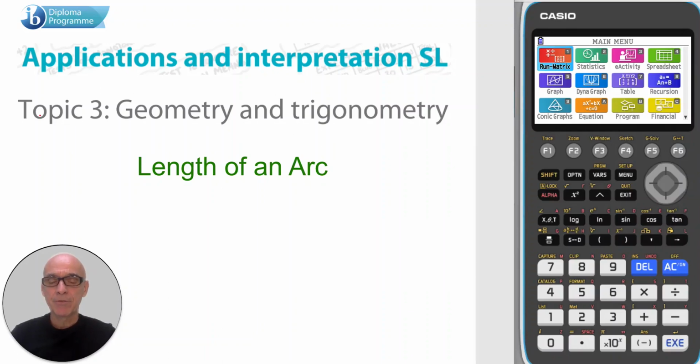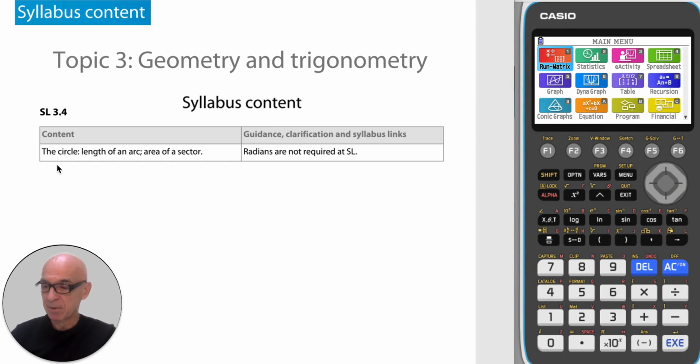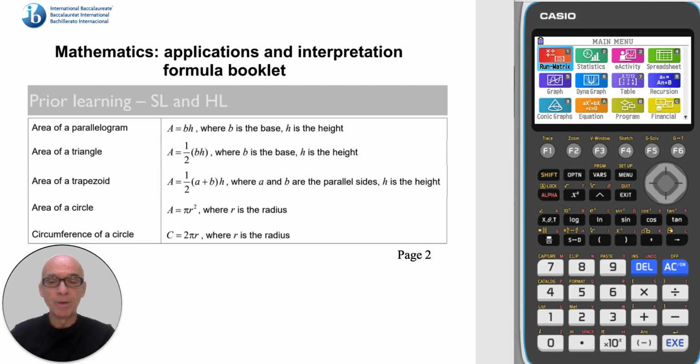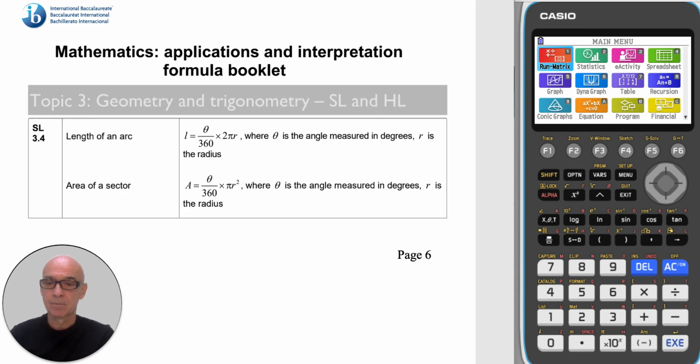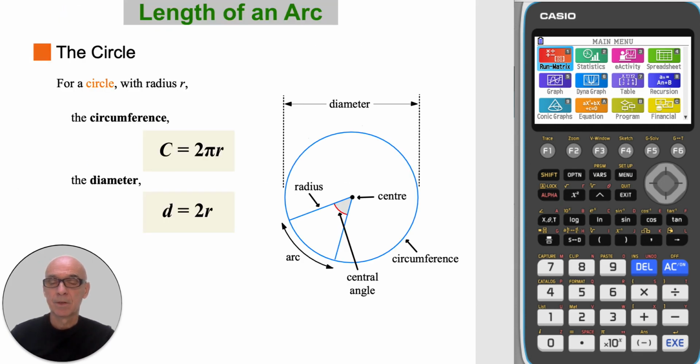Hello, this video is on the length of an arc, as shown here in the syllabus. The formula for the circumference of a circle is given on page 2 of your formula booklet, and the formula for the length of an arc is given on page 6. You should already be familiar with the terms associated with a circle, as shown in the diagram, along with the two formulae shown below.